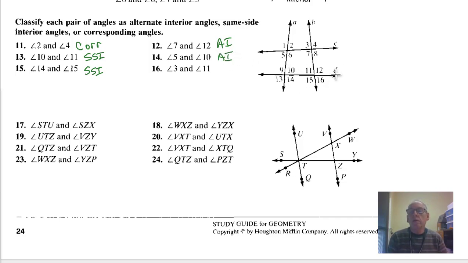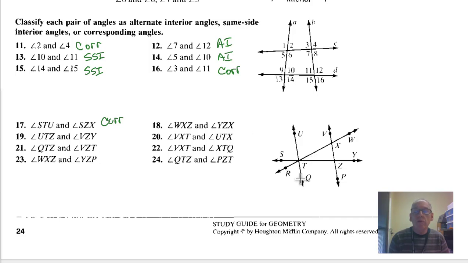And 3 and 11, 3 and 11 corresponding. They're both to the left of B, and one is above C, the other is above D. That makes them corresponding. So corresponding is like same side, same side. Let's look at 17 with this different diagram. Okay, now they're giving this in terms of the three-letter way to name them. So we've got angle STU and SZX. So STU and SZX are corresponding.